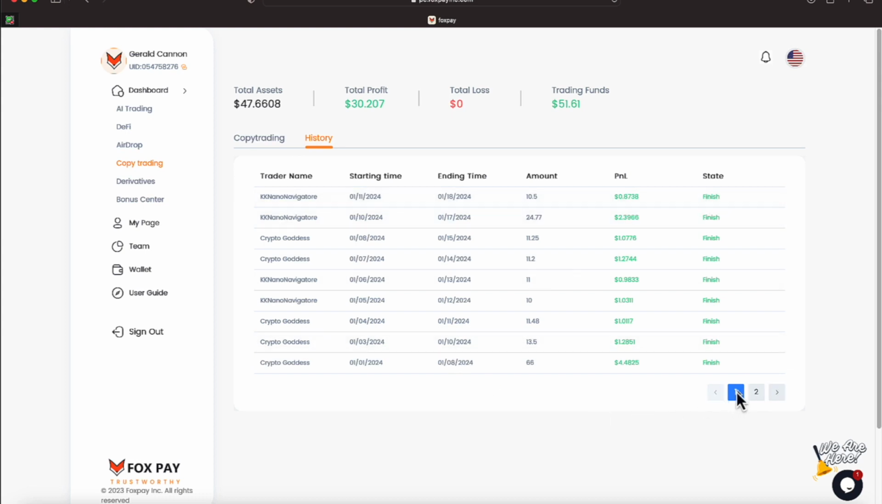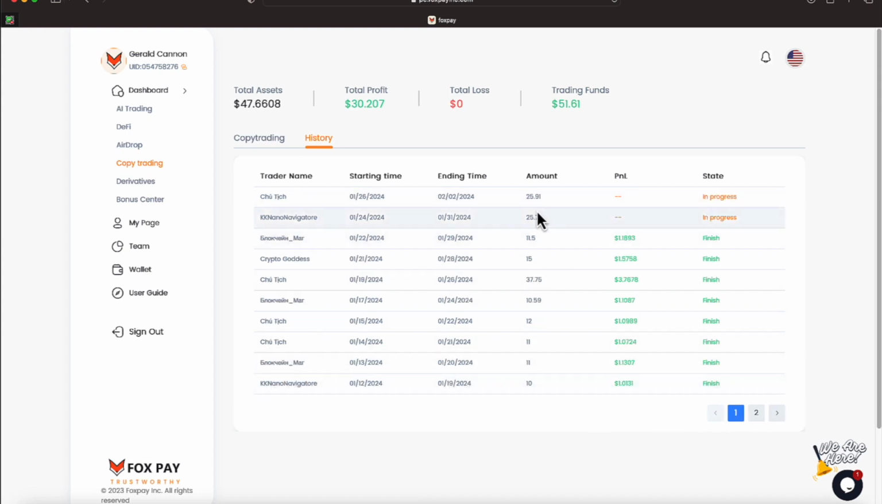We'll go to page one. Right now, we have two of them we're participating on. We have one for $25.70, and that one expires today. And we have another one that expires on the 2nd of February for $25.91. And they remind you over here in the state that they are in progress. It tells us what trader we're working under, the trader name, and you've got your start and finish time.